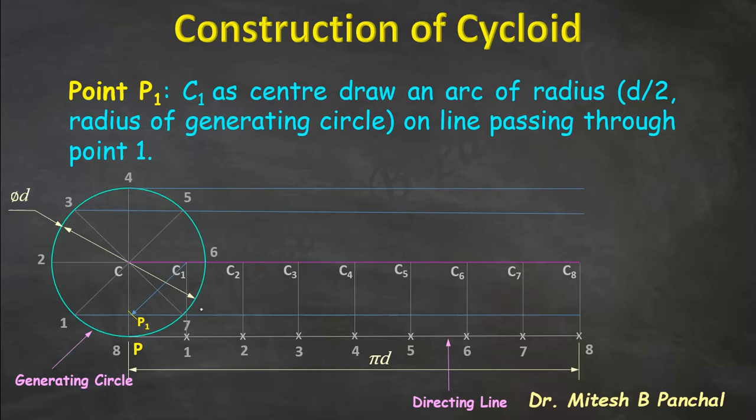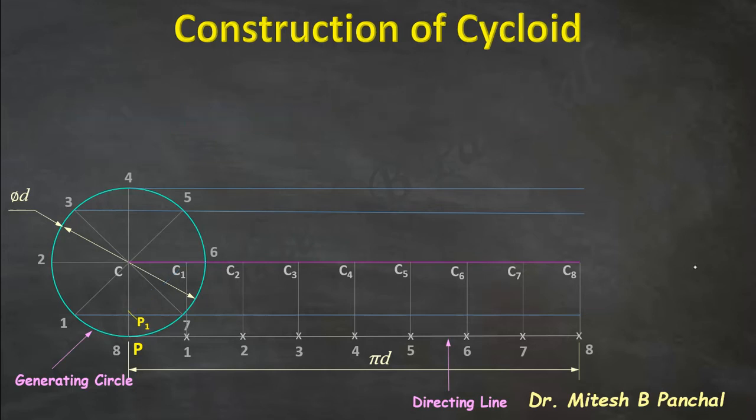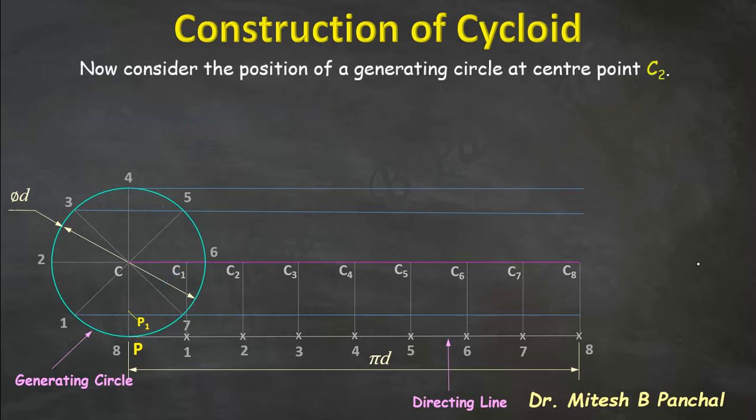So to obtain P1, what you have to do? Take C1 as a center and draw an arc of radius equal to d by 2 on the line passing through 1. This way you can obtain the point P1. Now consider further movement of the generating circle, which reaches the new position at the center point C2. So this one is the new position of the generating circle.